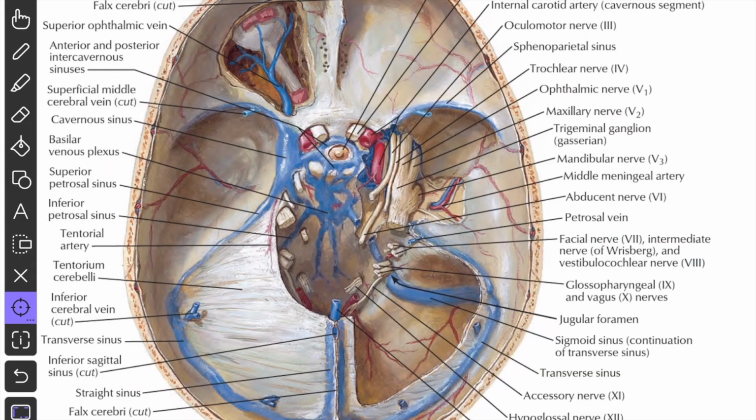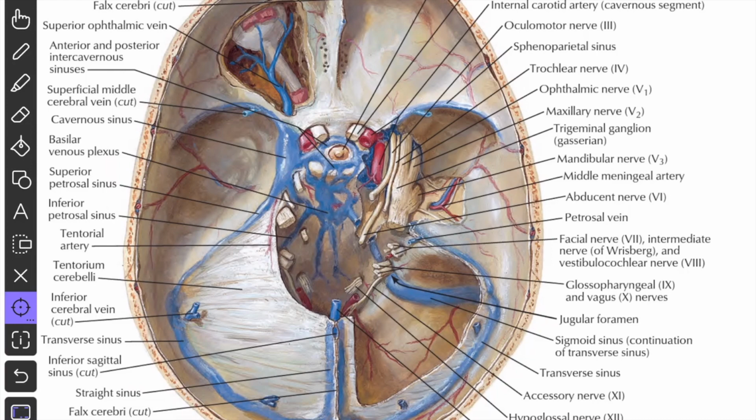The posterior part of the roof is formed by the area of dura mater in front of the crossing of the fixed and the free margin of the tentorium cerebelli. The roof becomes continuous medially with the diaphragma sellae, and the dural roof is pierced by the oculomotor nerve. So this is the oculomotor nerve, and you can see it pierces the roof of the cavernous sinus.